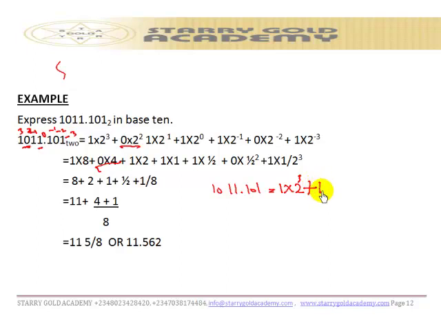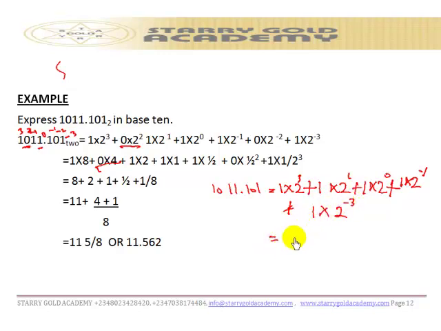That's 1 times your base raised by 1 plus 1 times your base raised by 0 plus, now to the decimal part, 1 times your base raised by -1. Skip the 0 plus 1 times your base raised by -3.